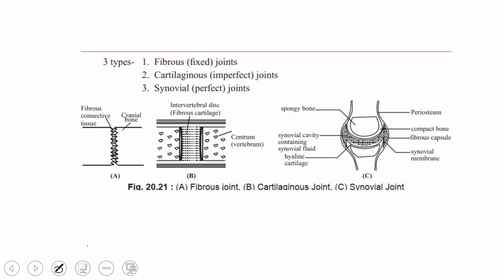So see, this is the cranial bone. They have this fibrous tissue. This is immovable. If there is cartilage in between, that is between the two vertebrae, it is a cartilaginous joint. And synovial, you can see there is this cavity. It has synovial fluid, and there is cartilage also surrounding. Then there is fluid, and these are the bones.